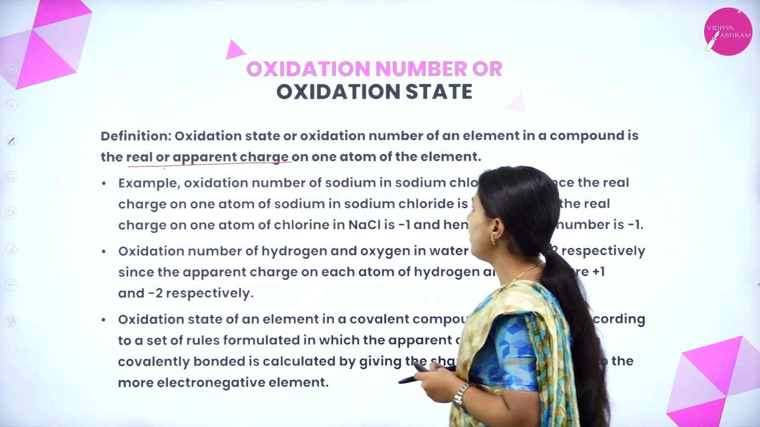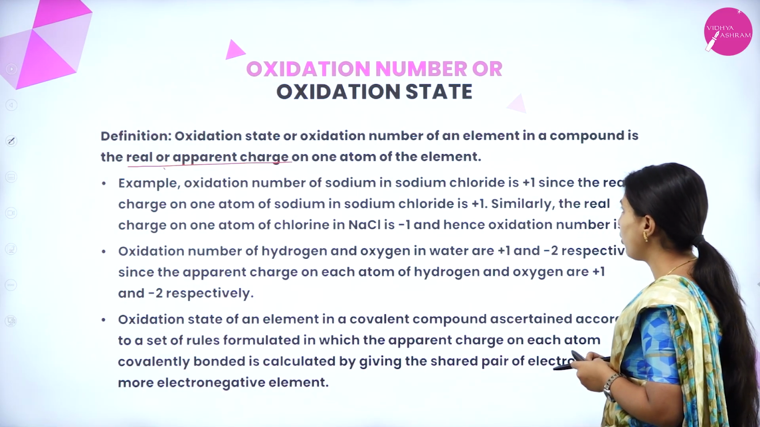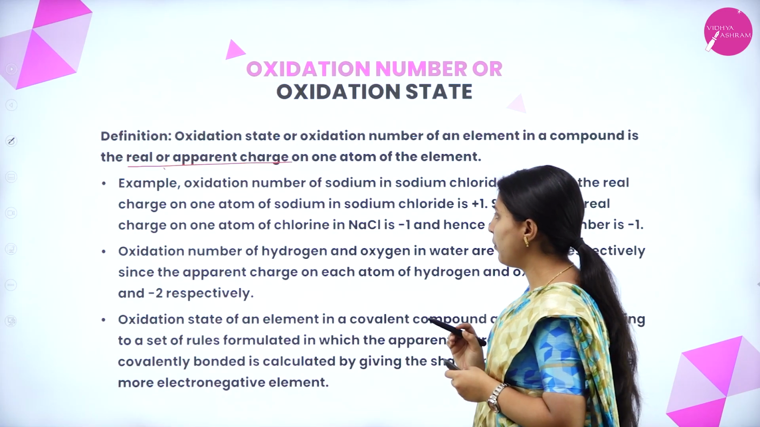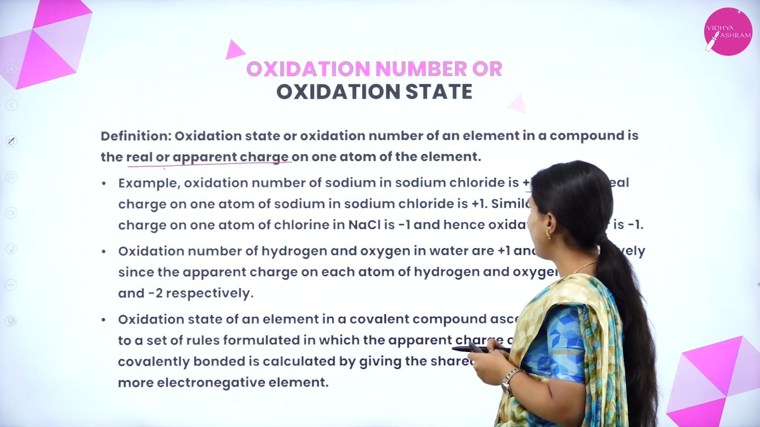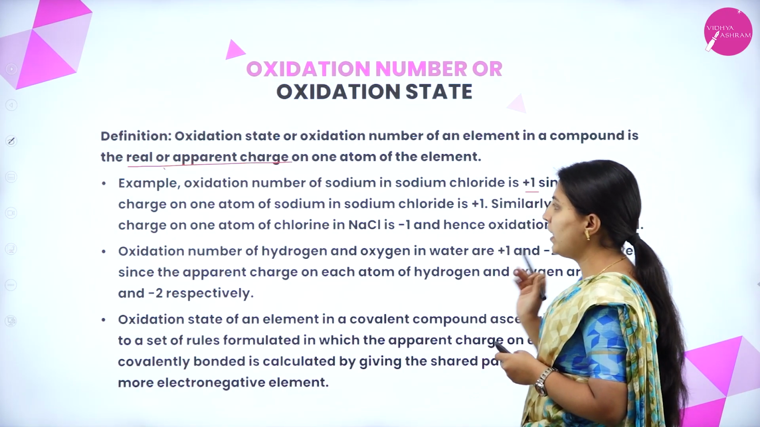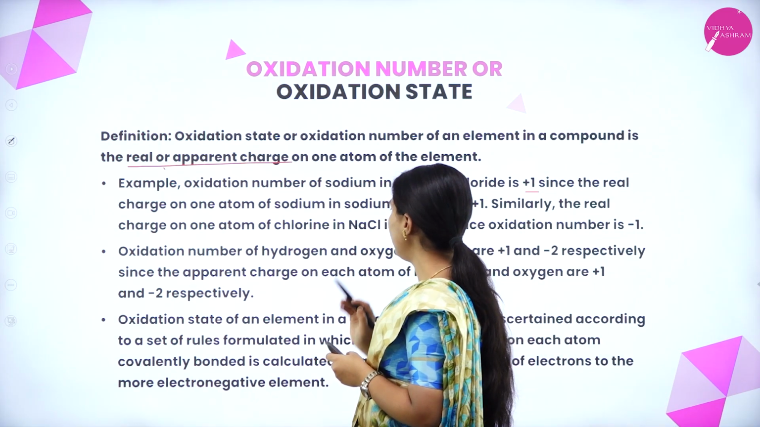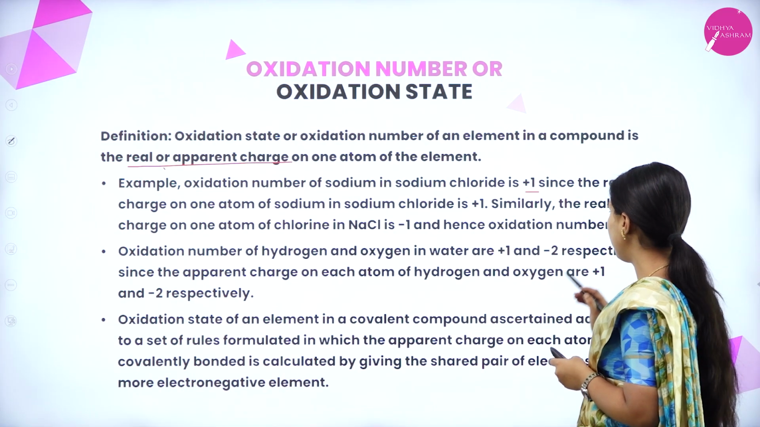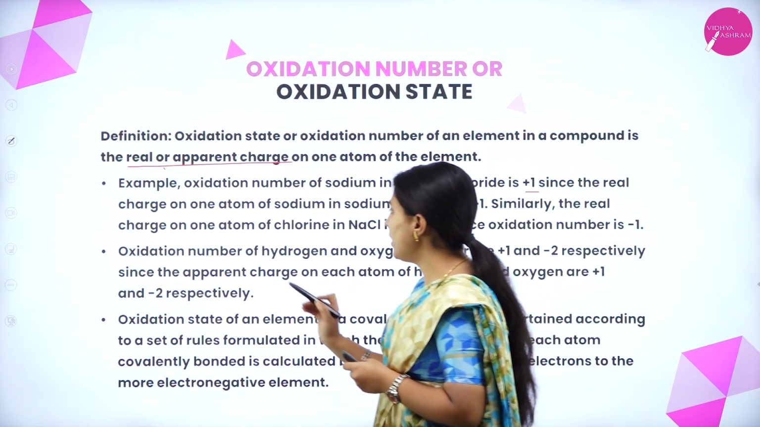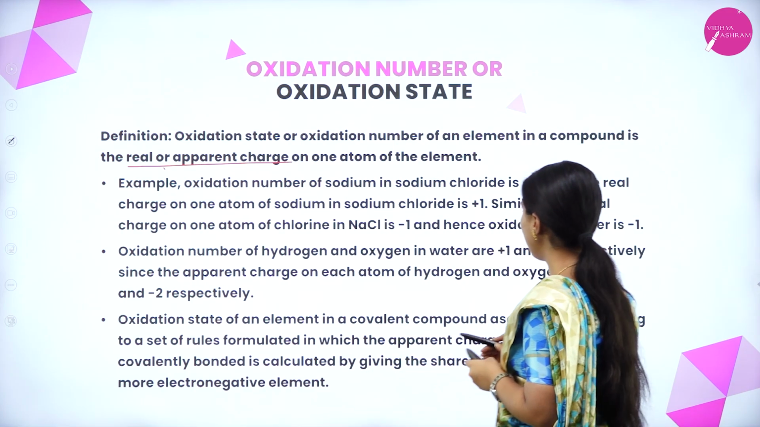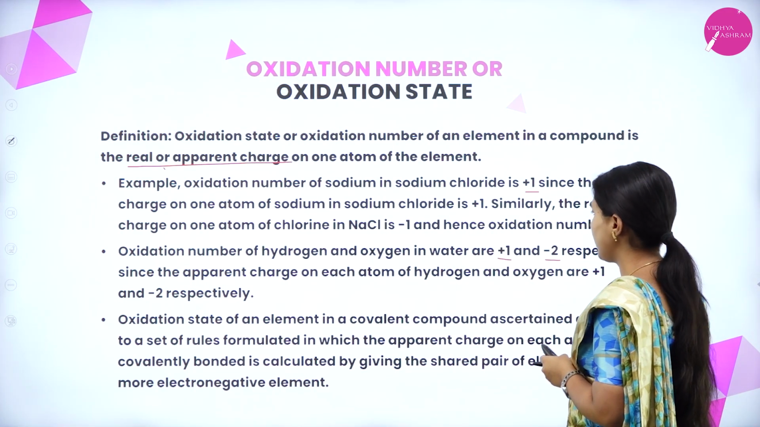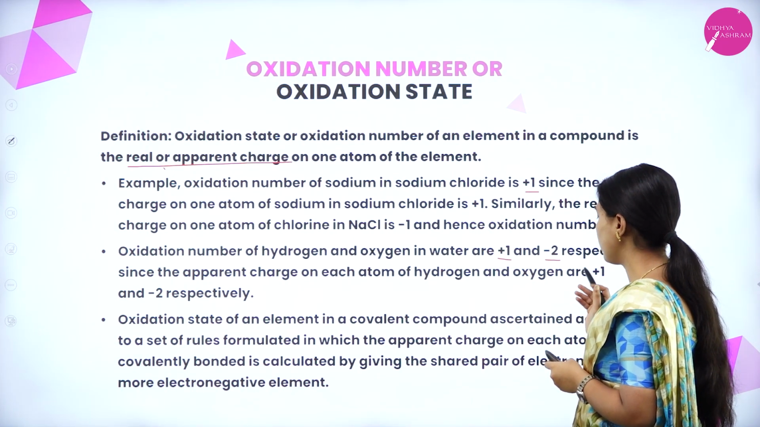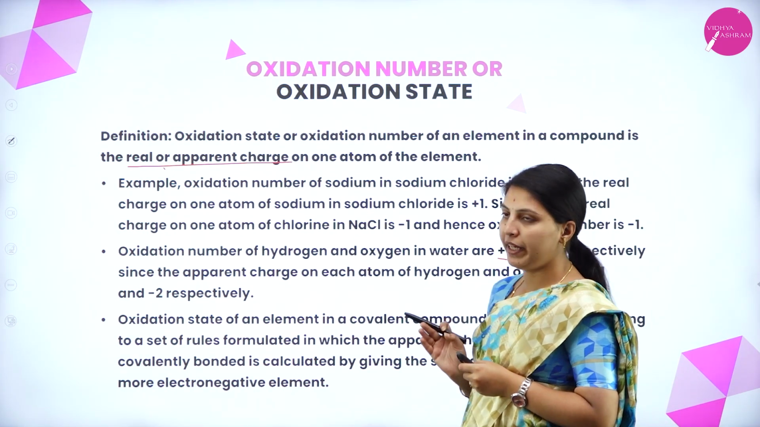Example, the oxidation number of sodium in sodium chloride is +1, since the real charge on one atom of sodium in sodium chloride is +1. Similarly, the real charge on one atom of chlorine in NaCl is -1 and hence the oxidation number is -1. Oxidation numbers of hydrogen and oxygen in water are +1 and -2 respectively, since the apparent charges on each atom of hydrogen and oxygen are +1 and -2.